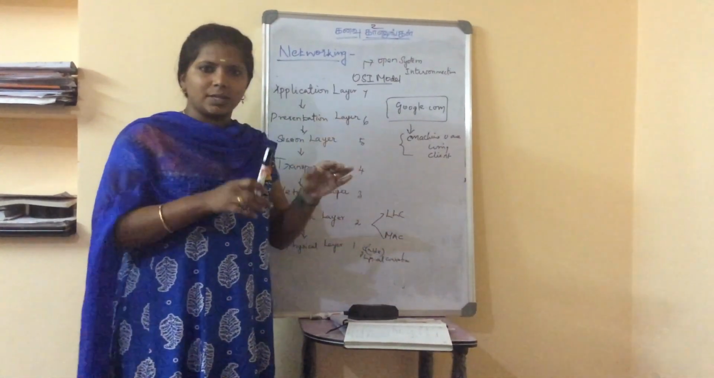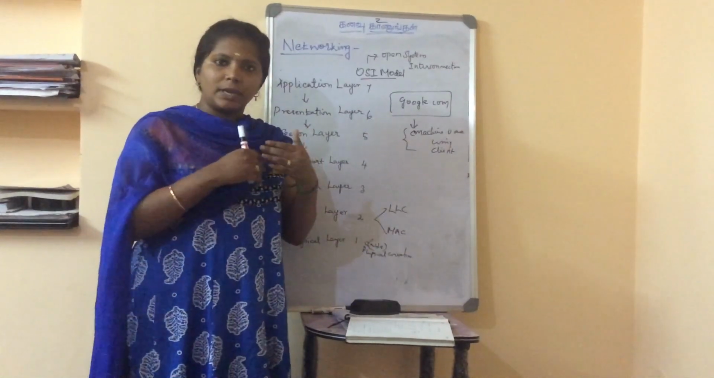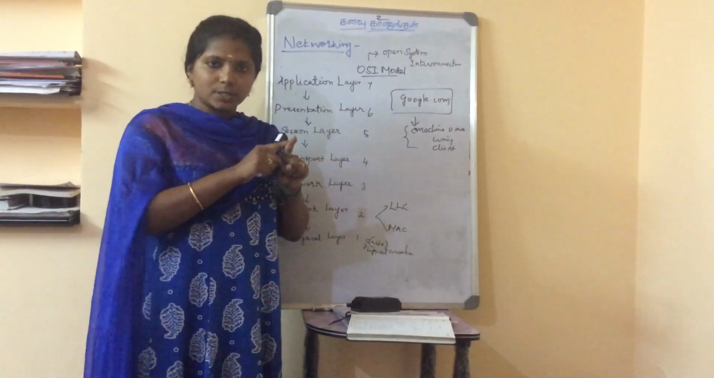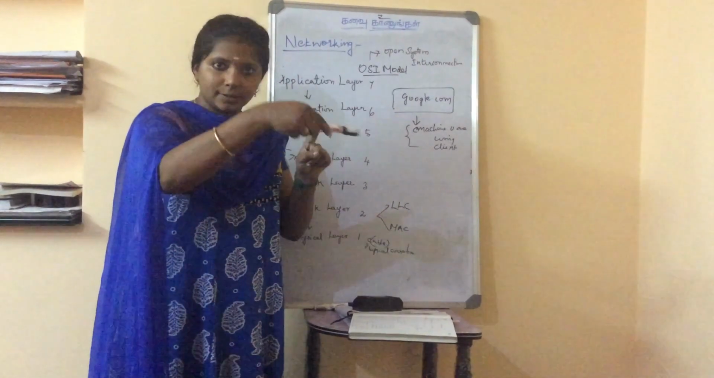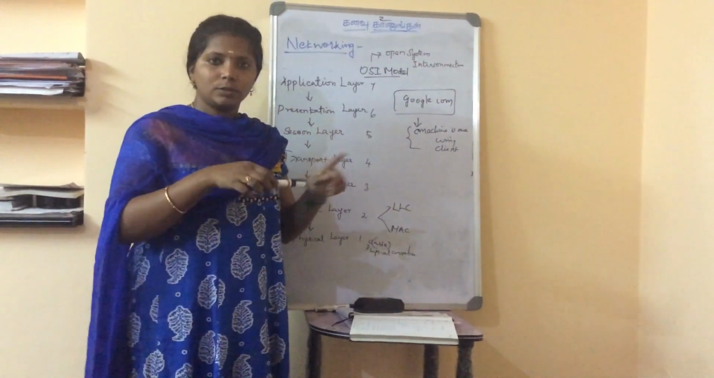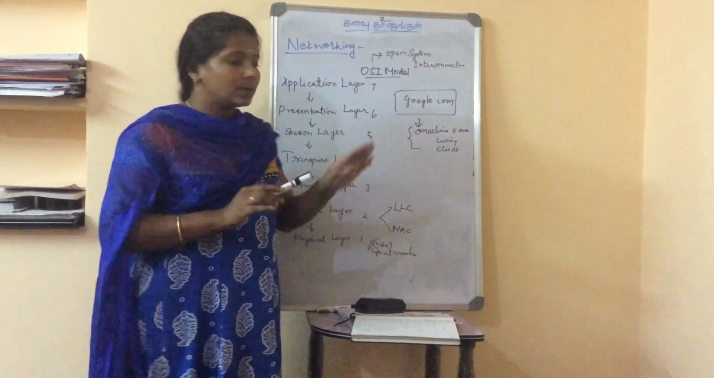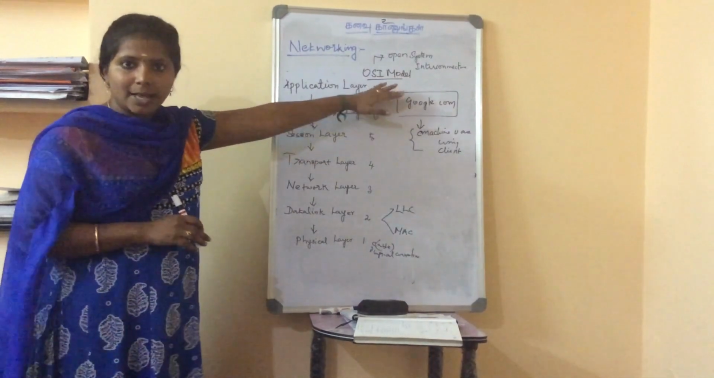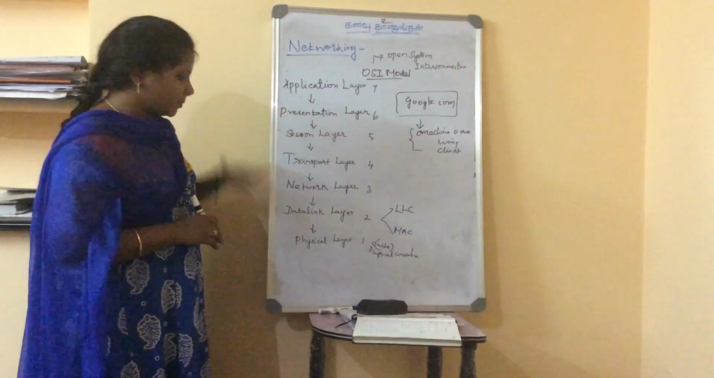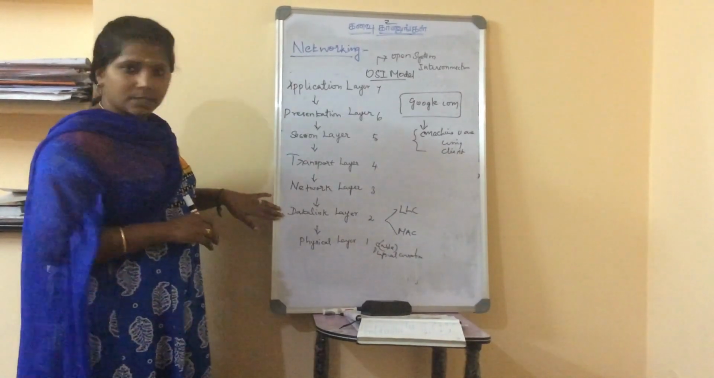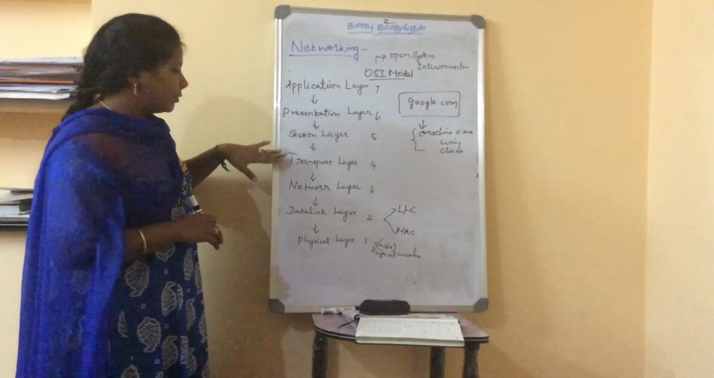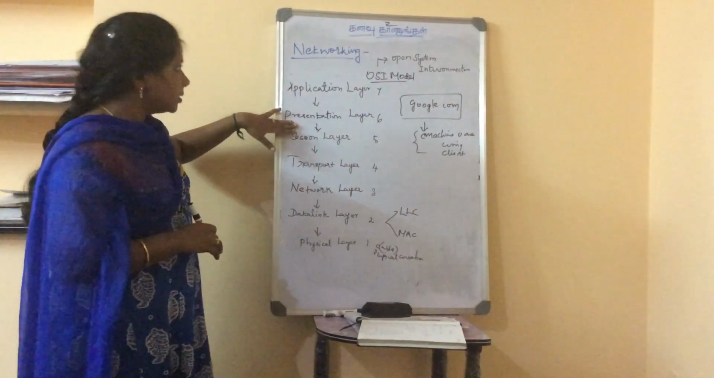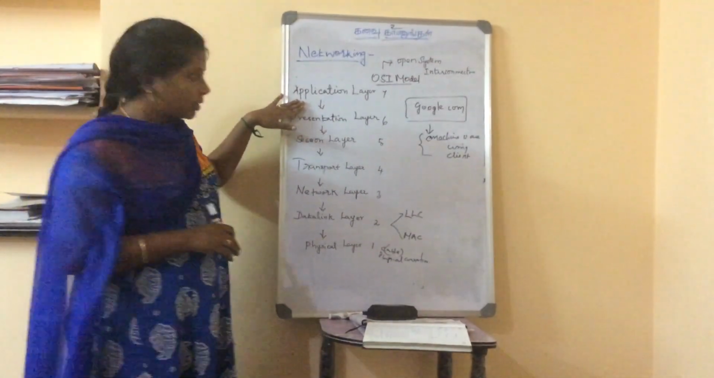So each and everything, whether you are typing Facebook or anything on a search engine, whatever you are typing on the URL box is going and fetching from the server at the back end and replying to the client. That process is maintained by the OSI layer. This OSI model has 7 layers. First layer is physical, second is data link, third is network, fourth is transport, fifth is session, sixth is presentation, and seventh is application layer.